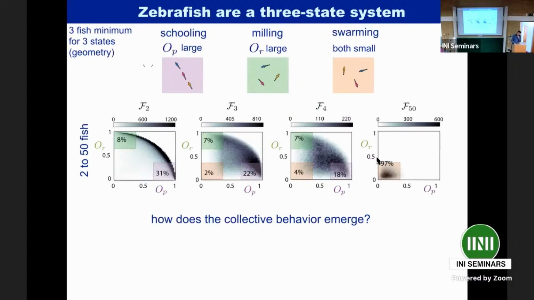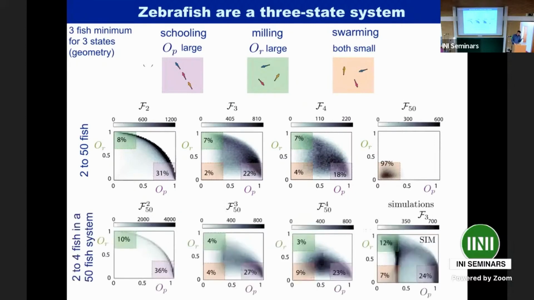Now, what we can also do is look at 3 fish in a group of 50. That's what we're doing here. And if we look at the behavior of 3 fish in a group of 50, or 2 fish in a group of 50, or 4 fish in a group of 50, with these order parameters, it is almost indistinguishable from the isolated fish. And if, like me, when we're trying to compare fish to Lennard-Jones atoms or colloids, this would seem quite odd.